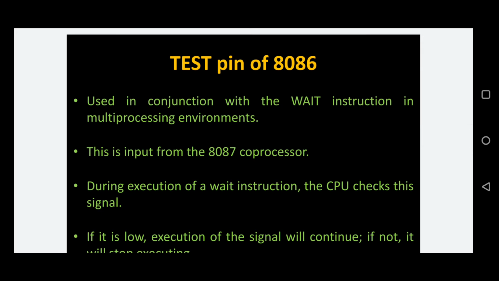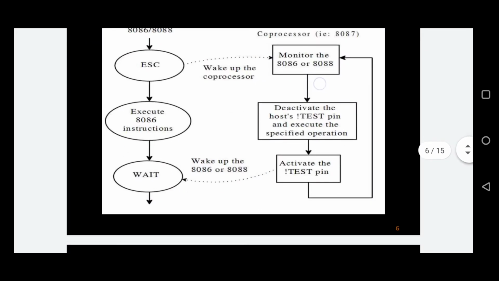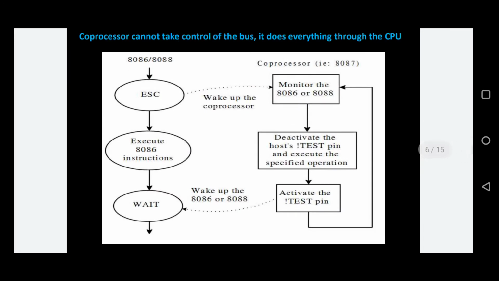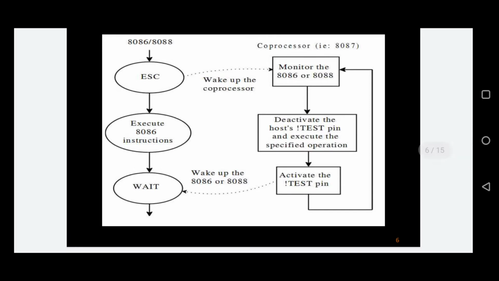We already discussed the test pin in the pin diagram of the 8086 microprocessor. So this is the concurrent work of the 86 and 87 microprocessors. Overall, the same instruction stream is seen by both the 86 and 87. If it is an instruction corresponding to the 87, the 87 will execute only those instructions. After that, the results will be forwarded to the 86 microprocessor. Finally, by activating the test pin, the 87 will wake up the 8086 microprocessor. So this is the flowchart of the coprocessor configuration.